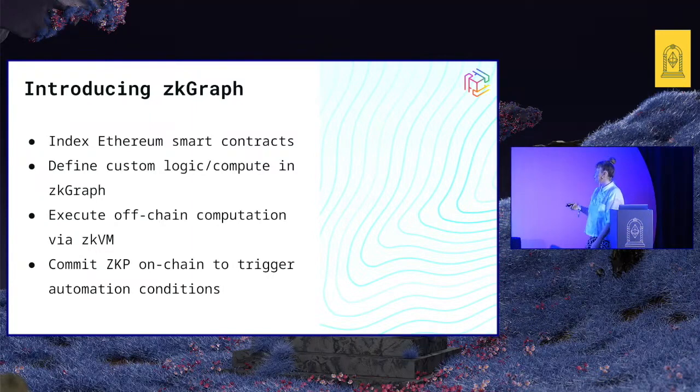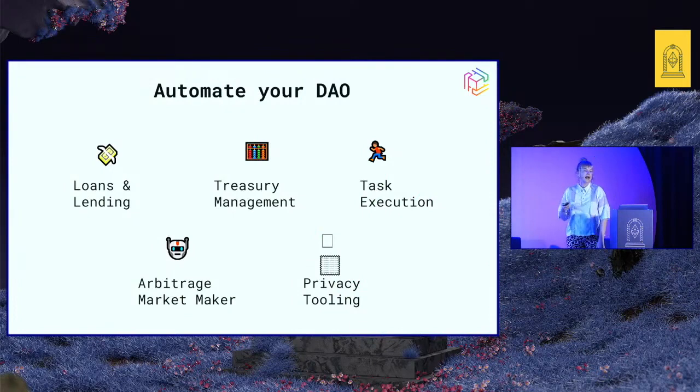So what are some potential use cases for that? I've been speaking a lot about MakerDAO and about DeFi applications, so loans and lending is one application. Obviously also treasury management, but you could also create a DAO that runs its own arbitrage market maker, for instance. Or you could just use it for task execution, because you're accessing this ZK WASM environment, and that really opens up a lot of different new possibilities.